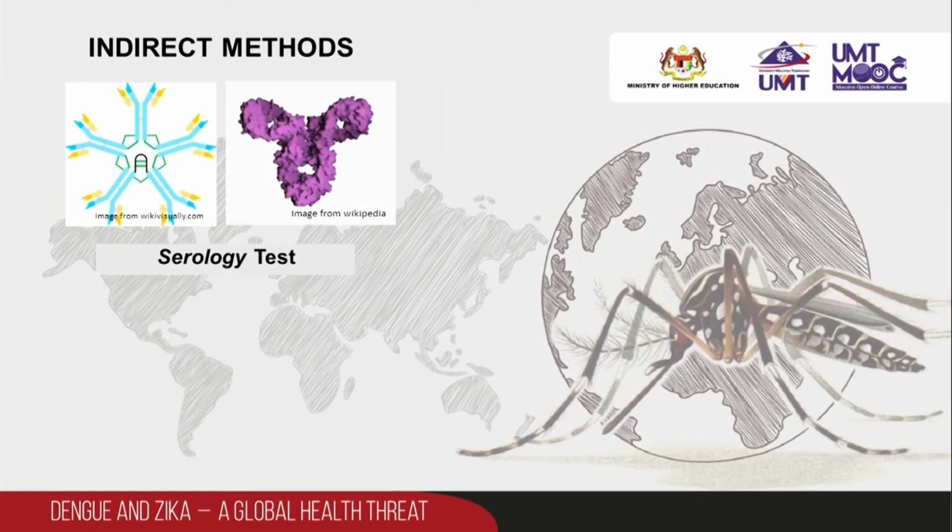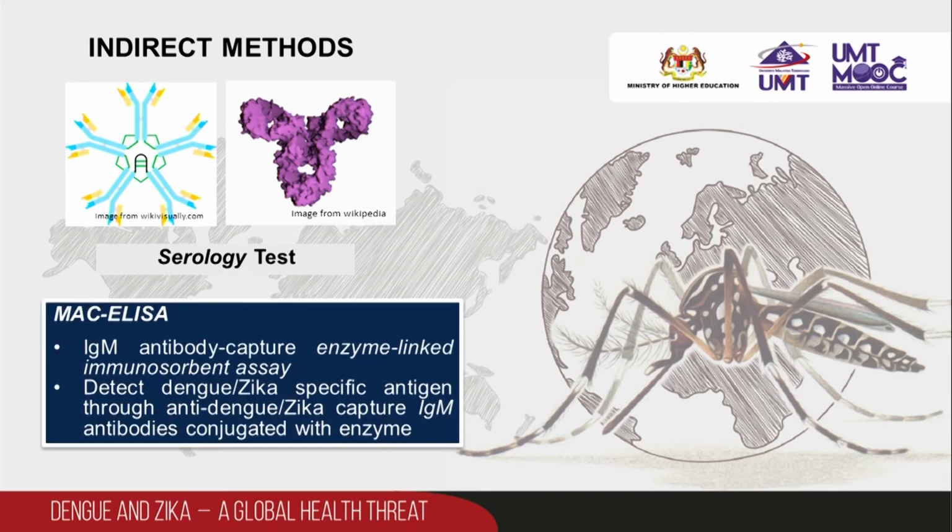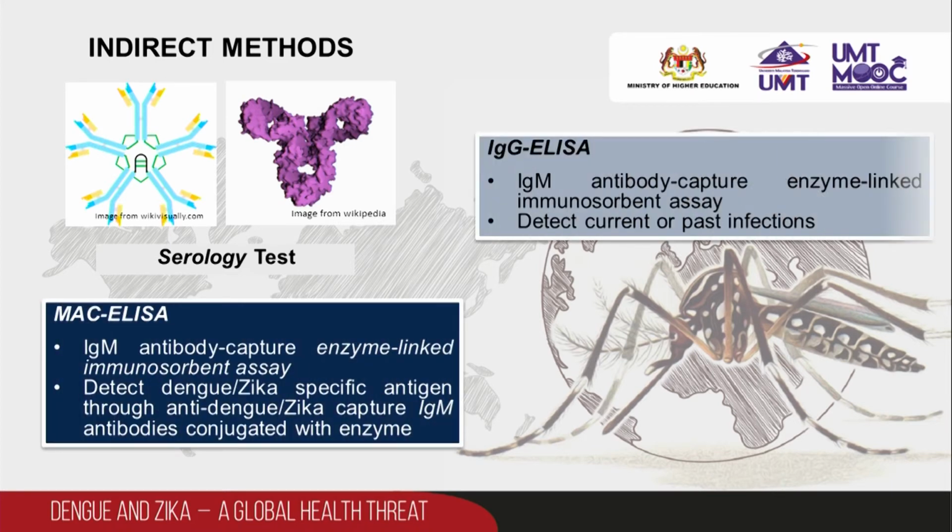Indirect methods in detecting dengue and Zika are becoming an important tool for routine diagnosis as they have a high specificity and sensitivity, however, only when used at later days of infection. The MAC ELISA or IgM ELISA and IgG ELISA detect the presence of specific antibody against dengue and Zika, which detect both primary and secondary infection.